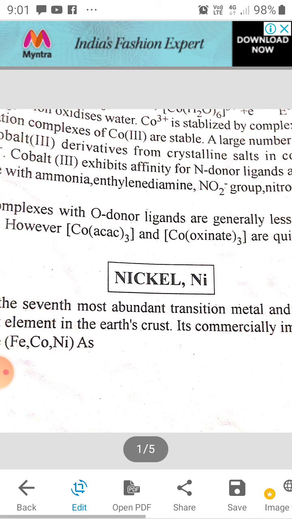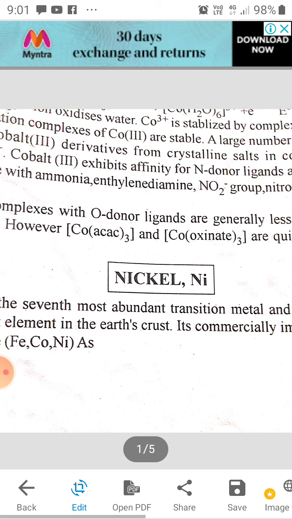The topic of the chapter is Elements of First Transition Series, and the topic of the video is Elements of First Transition Series 11. Now we are starting with the compounds of nickel.